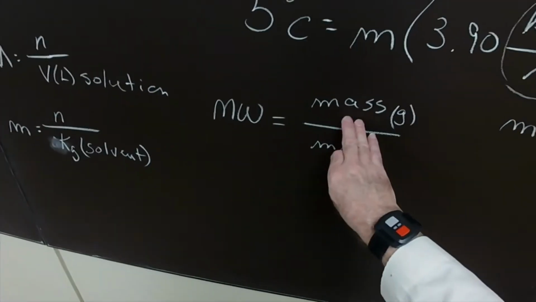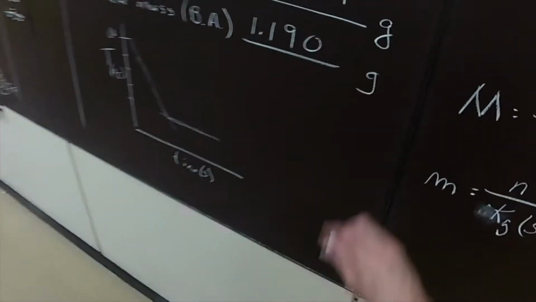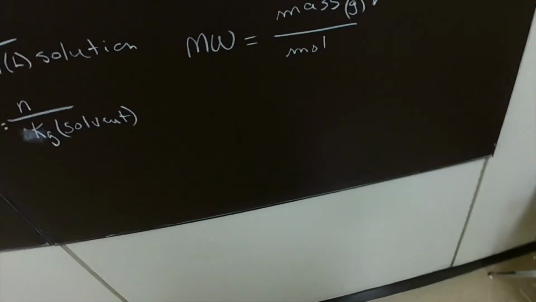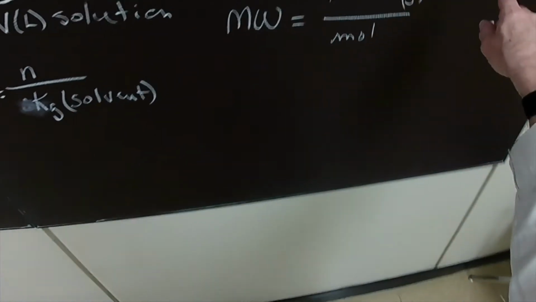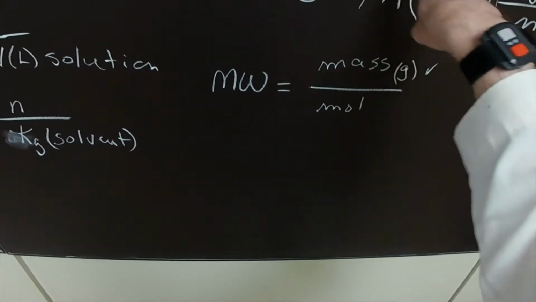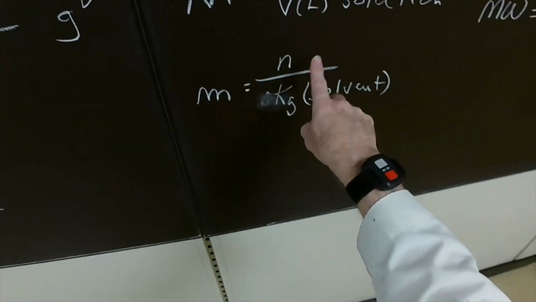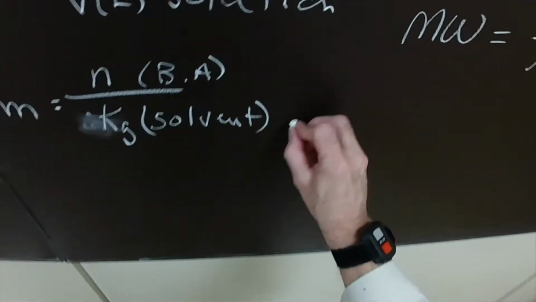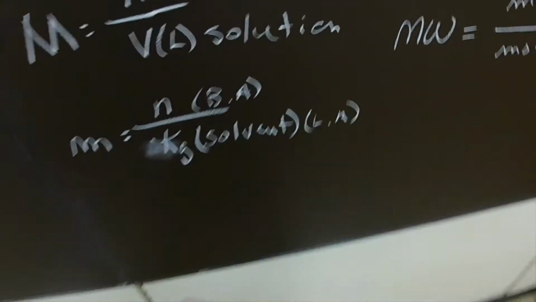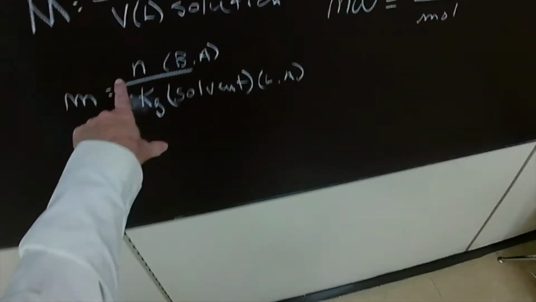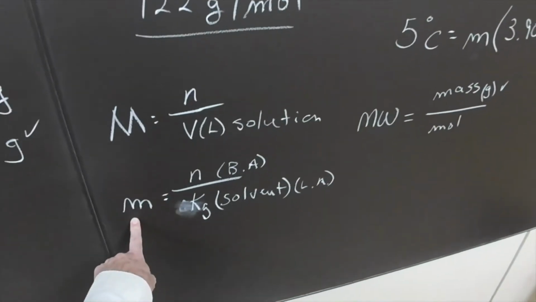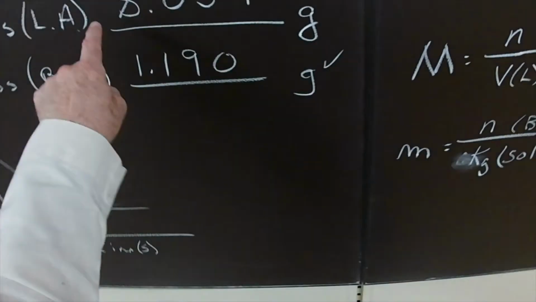So, do we know the mass of our benzoic acid? Well, yes, we do. Right here. We know the mass in grams. Okay? How do we find the moles? Well, look. We're going to solve this equation for the molal concentration. What's molal? Molal is moles of, in this case, benzoic acid per kilogram of lauric acid. See where I'm going with this? We need to know the moles here to put in there. We know this from that calculation.